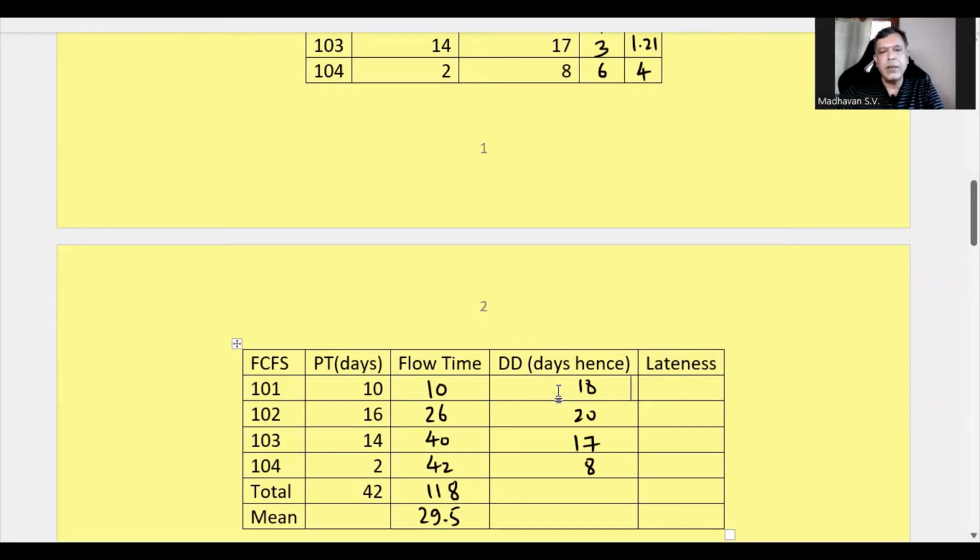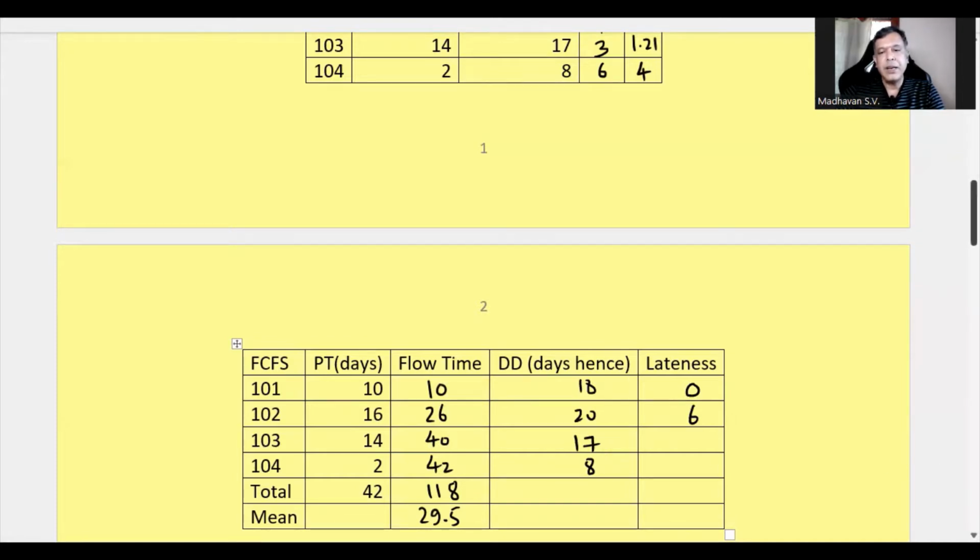Now, let us calculate the lateness. Here, the flow time is 10 days, but the due date is 18 days still there. That means there is no lateness. So I will put 0 lateness. And here, flow time works out to 26, whereas due date is 20. So there is a lateness to the extent of 6 days. 26 minus 20, that is what it is.